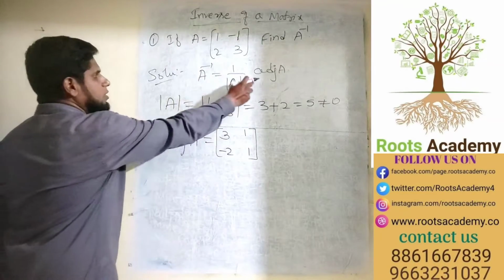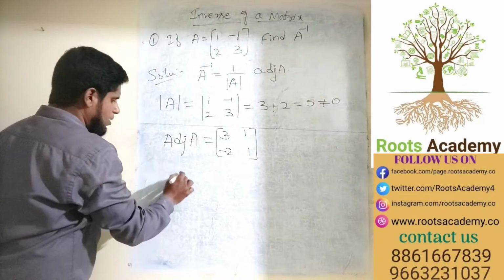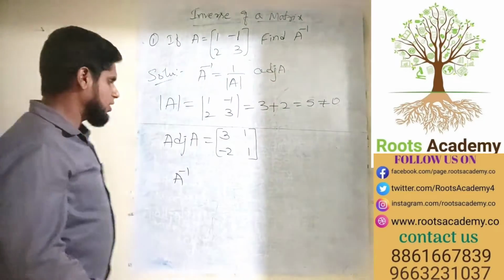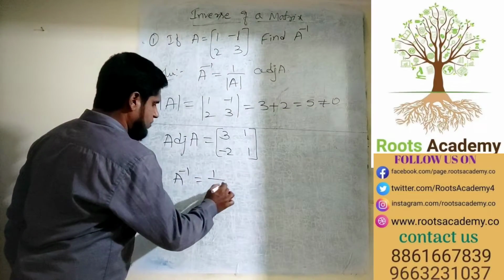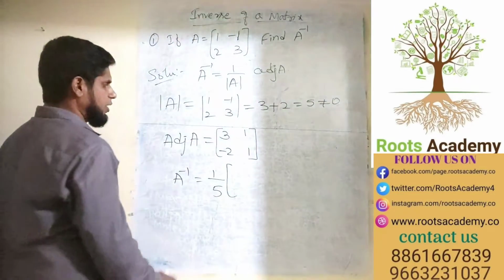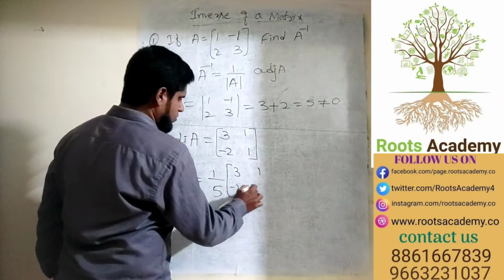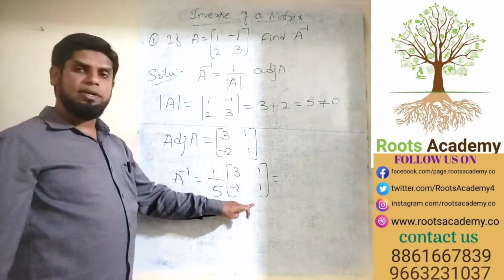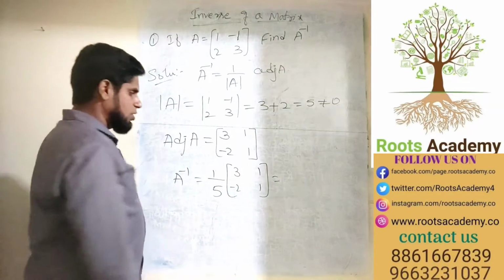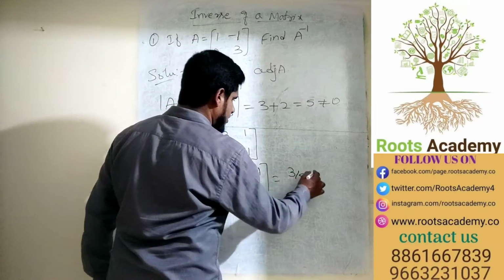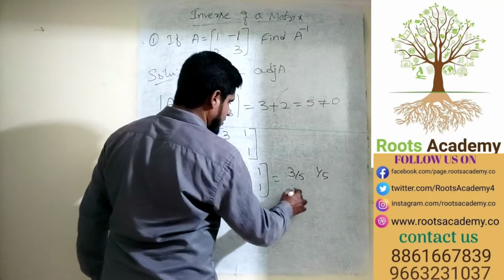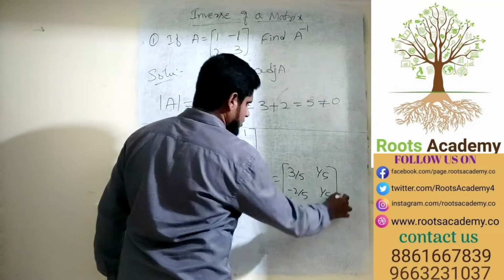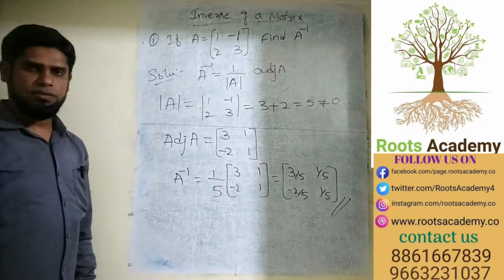Now let me substitute in the formula. So the formula is A inverse is equal to 1 divided by determinant A into adjoint A. So this is equal to 1 divided by 5 into adjoint A: 3, 1, minus 2, 1. So finally each and every element must get divided by 5 here. So I will get 3 divided by 5, 1 divided by 5, minus 2 divided by 5, 1 divided by 5. This is the final answer.